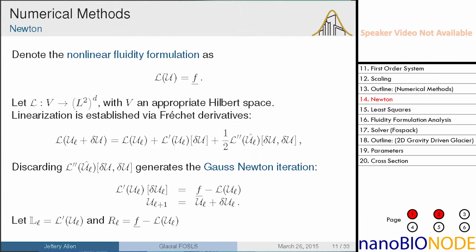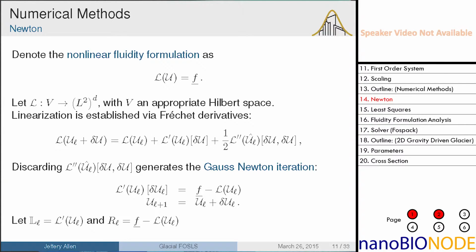We have a nonlinear system, and we want to linearize it. So what we do is we let this fancy L denote our fluidity formulation, and fancy U denote the collection of variables that we're solving for. Then we take our Fréchet derivatives, drop out the higher order terms, and we get this nice Gauss-Newton iteration. For notation's sake, we're just going to let the new linearized operator be denoted as blackboard L, and the right-hand side be denoted as R.